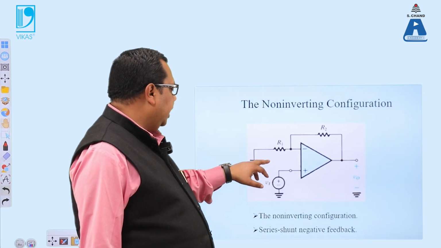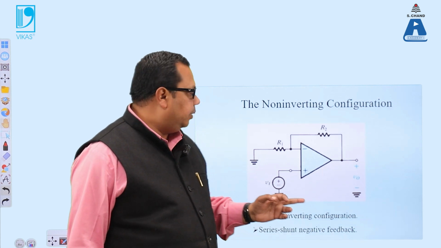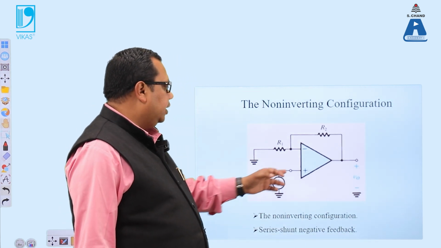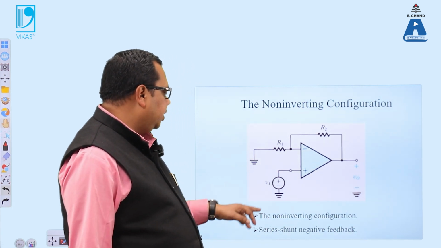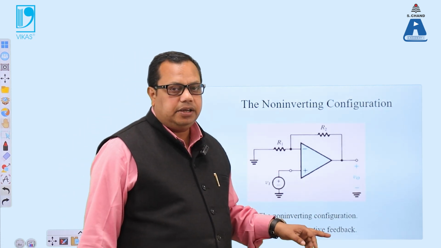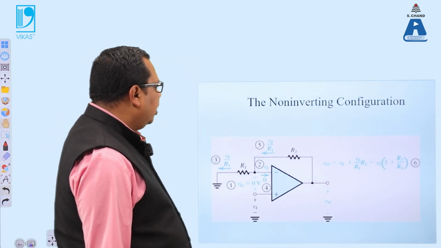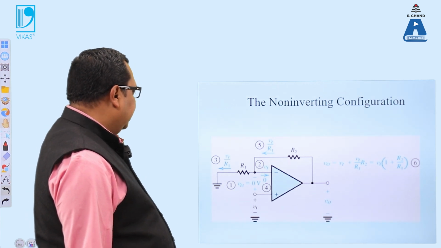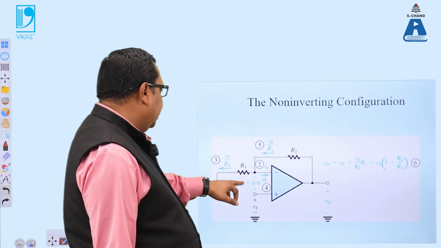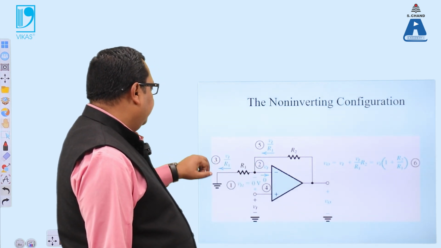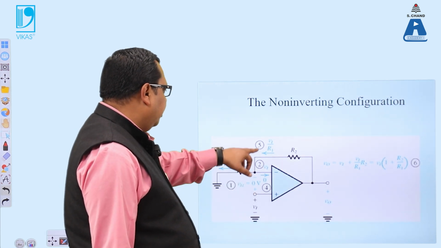In non-inverting, you can see that again R1 is connected to the output. This is V1 and this is V0, where we calculate V0. So in the non-inverting configuration, series shunt negative feedback gives the negative feedback. Then in the non-inverting configuration we see that this is the input, 0 volt, then we calculate V1, then we calculate V1 by R1, and after that we are calculating from here V1 by R1.